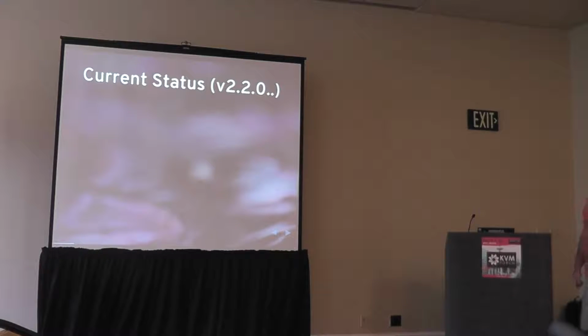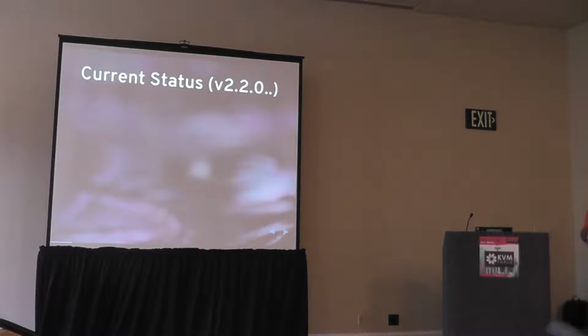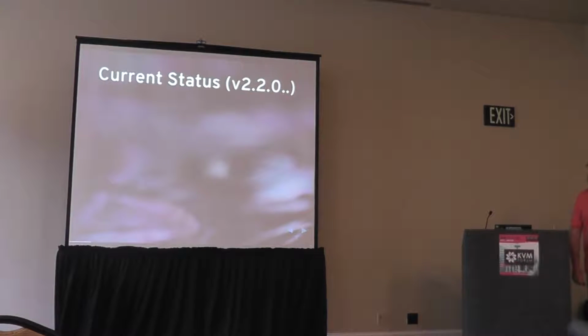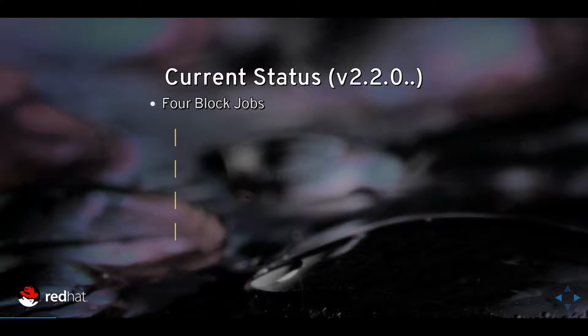We'll now look at what our current status is. I did the status from 2.2 since the last KVM Forum. 2.2 came out shortly after that. It was a good starting point for the status. We have 4 block jobs currently in QEMU.